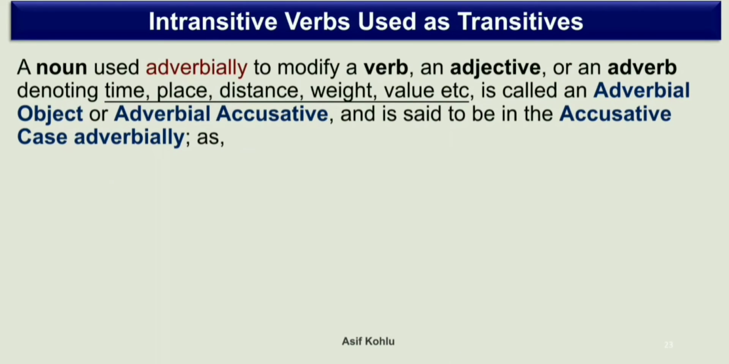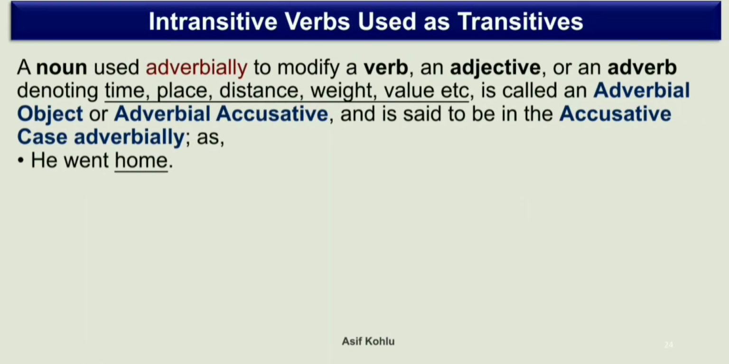Next, we have a noun used adverbially to modify a verb. An object or an adverb denoting time, place, distance, weight, value, etc. is called an adverbial object or adverbial accusative and is said to be in the accusative case adverbially. Here is a great statement: any noun that is used adverbially to modify a verb, an adjective or an adverb, denoting time, space, place, weight, distance and value, is called the adverbial object or adverbial accusative and is said to be in the accusative case adverbially.